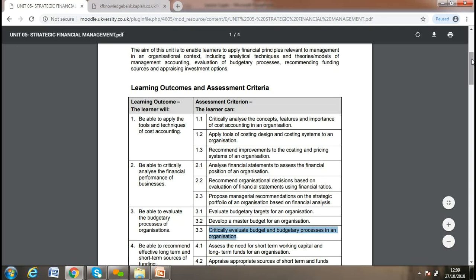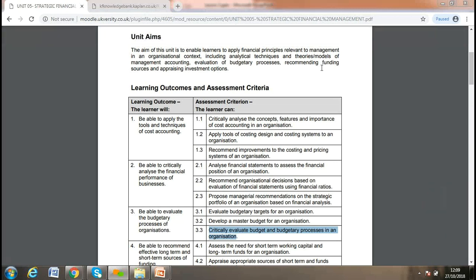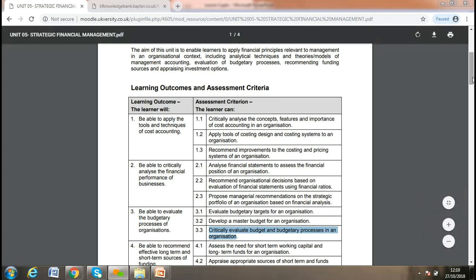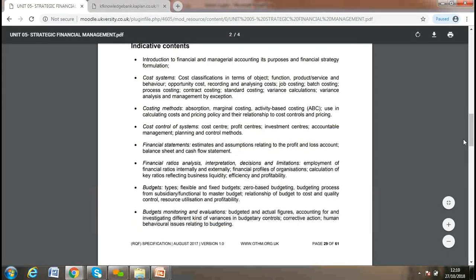In the first lesson, we discussed being able to apply the tools and techniques of cost accounting, where we discussed the features and the importance of cost accounting. We discussed marginal cost, absorption costing, ABC costing, and process costing. So all of these, during lesson one, were cost systems. Please just revise, as we discussed various costing methods.